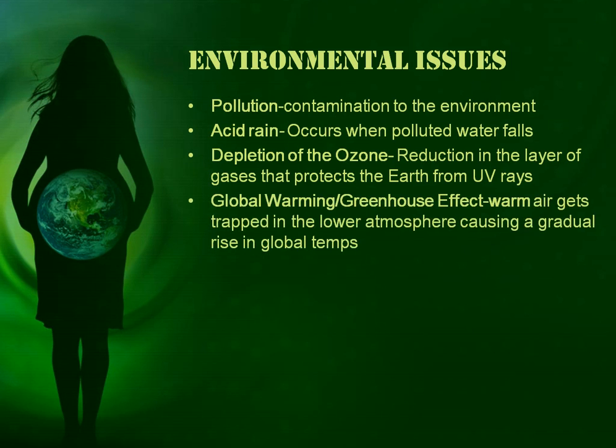Global warming, also known as the greenhouse effect, occurs when warmer air gets trapped in the lower atmosphere, and this is usually due to the sun's UV rays. This causes a gradual rise in global temperatures. Now, we have throughout history gone through periods of warming and cooling, the ice ages, and then the warming of the earth. But this is more than that.